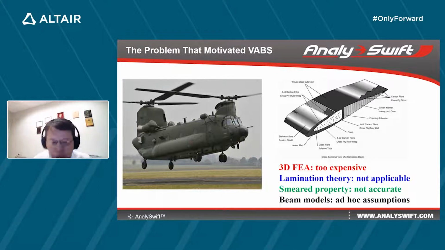For composites, the most commonly used theory is lamination theory, but the rotor blade is really not a laminate, so this theory is not applicable. Engineers usually use the so-called smeared property approach, which smears a stack of laminates into an equivalent homogeneous solid. This is also called the black aluminum approach. It can solve the efficiency problem, but it's not accurate.